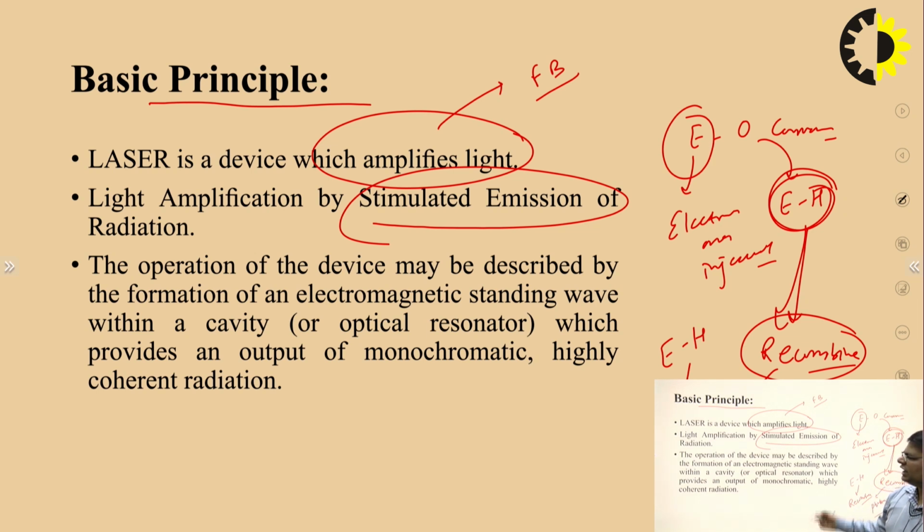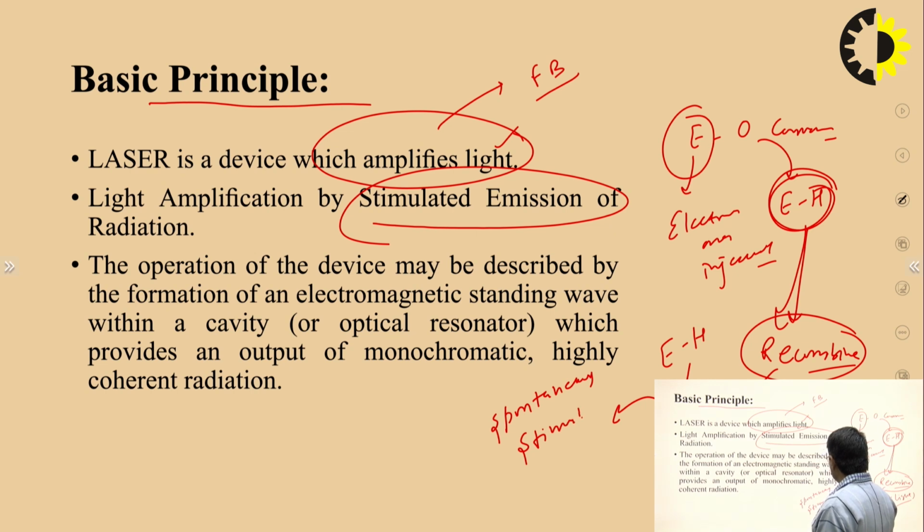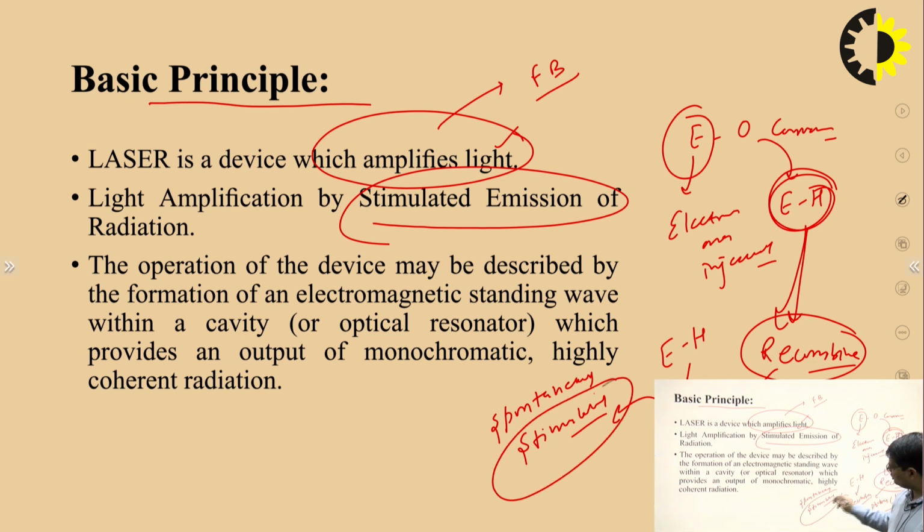So in this cavity based structure, we achieve the amplification of light. Recombination can be through spontaneous as well as stimulated emission. However, in the case of laser, this stimulated emission is the dominating one.